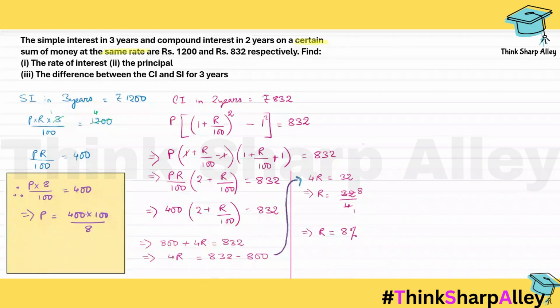So over here we see principal is this after doing a little bit of cancellation. I'm getting principal as 5,000. So we have got the rate of interest and the principal. Now we are left to do difference between CI and SI for 3 years. Already SI of 3 years is given. We just have to calculate CI in 3 years.